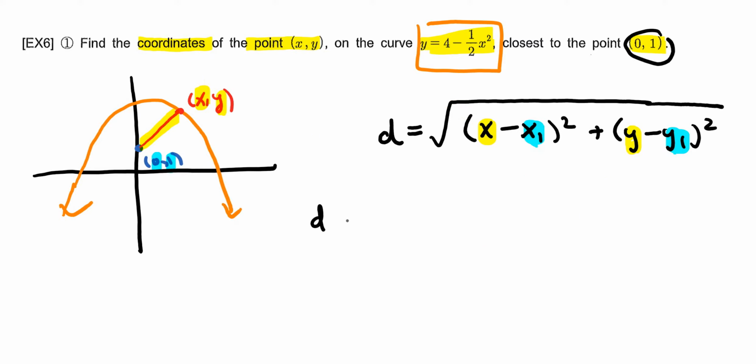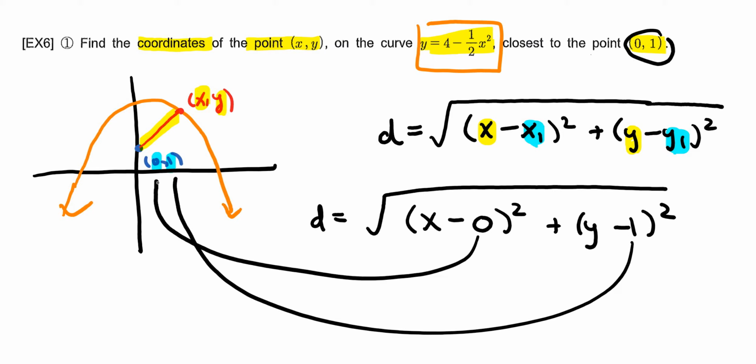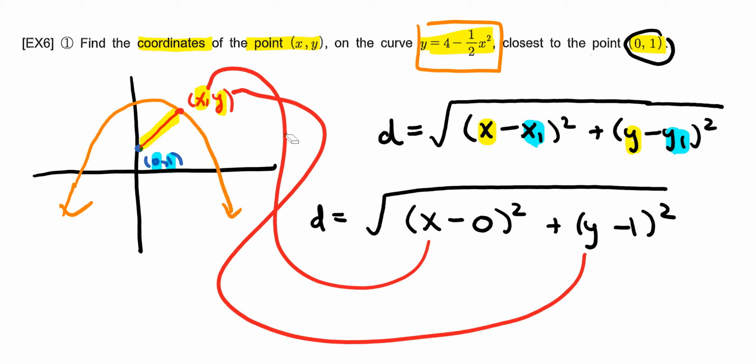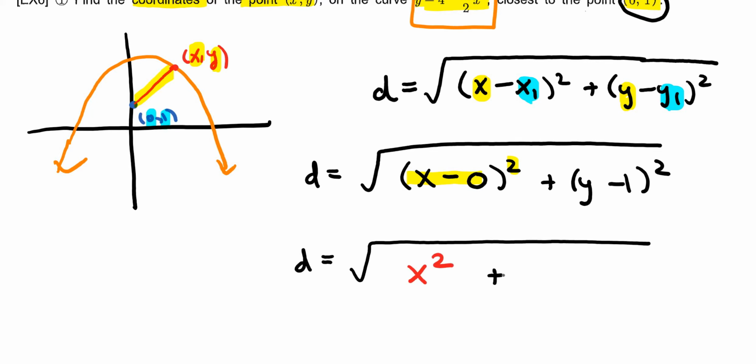After that, let's plug in the points that we have, which are 0 and 1. So this will be (x minus 0) squared plus (y minus 1) squared. This 1 is really that 1 there, and that 0 is that 0 over there. And once again, this x is that x there, and that y is that y over there. Let's simplify this as much as we can. x minus 0 to the power 2 is simply going to be x squared. And then I have plus, let's leave this as (y minus 1) squared for now.